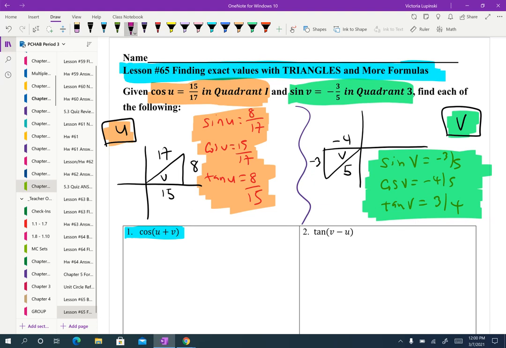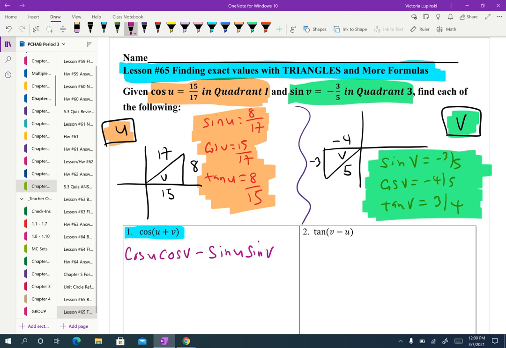If you were to go ahead and pull up your formula sheet, this is equal to the cosine of u times the cosine of v minus the sine of u times the sine of v. Remember, you do not have to memorize those formulas. I would rather you take an extra 15 seconds to make sure you're using the right formula as opposed to running the risk of getting it incorrect.